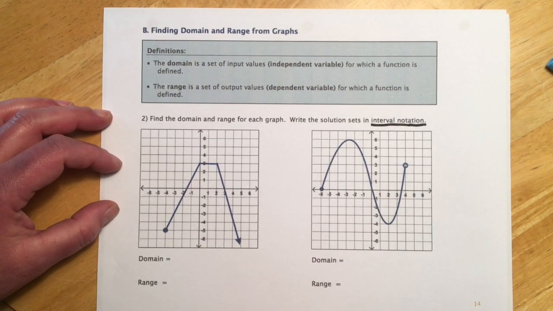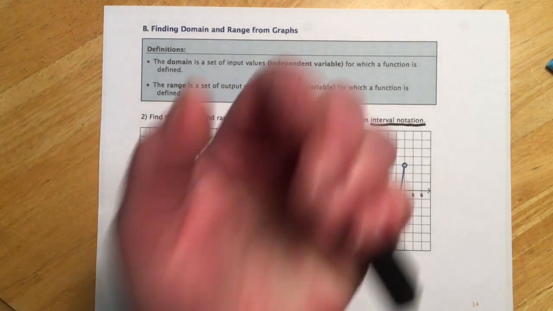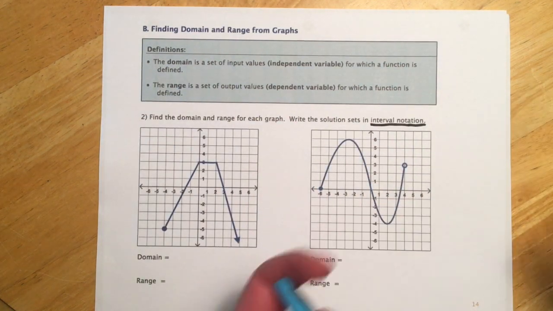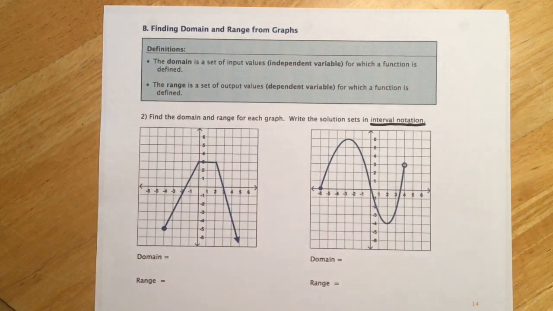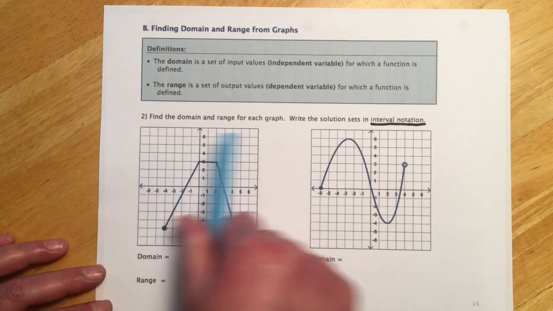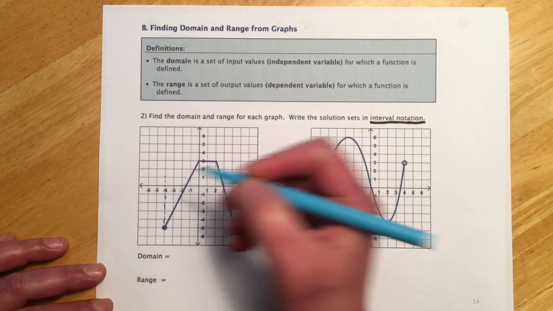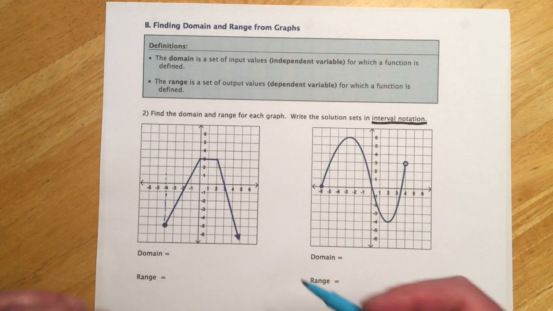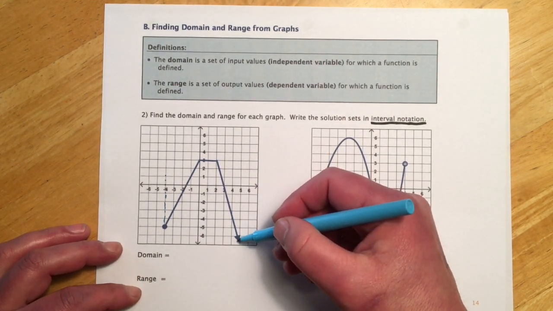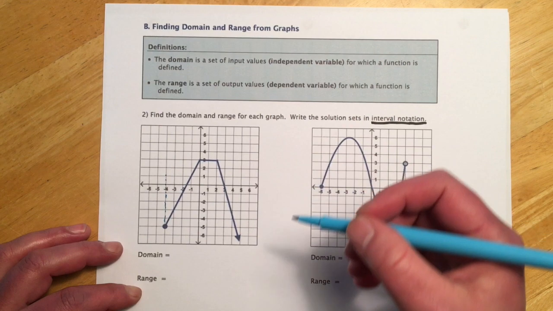So with domain on a graph, we're looking left to right. And if I look at how far my graph goes to the left, it's right there. And how far to the right is, it doesn't stop at 5. There's an arrow here.